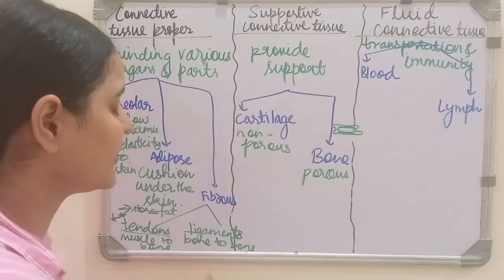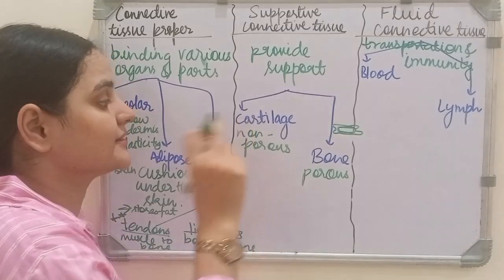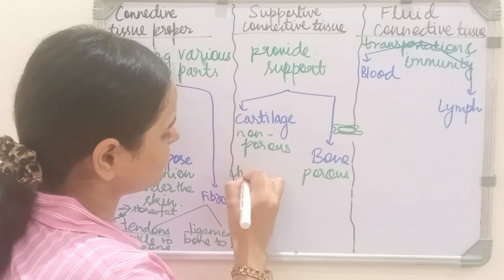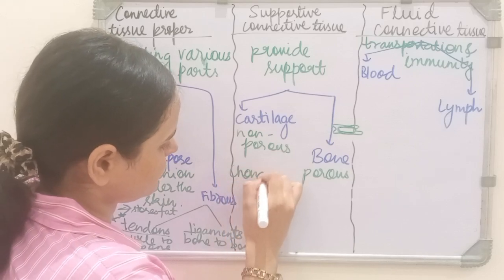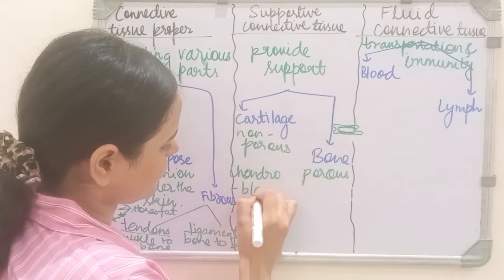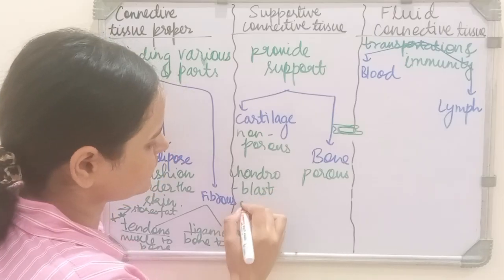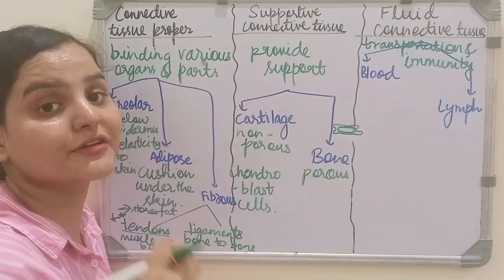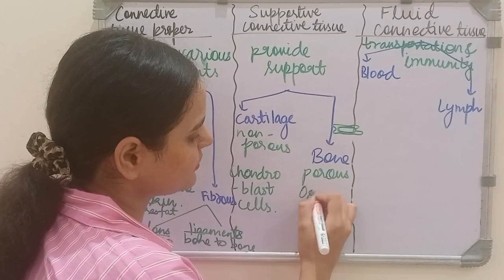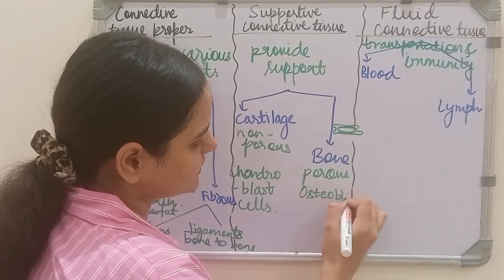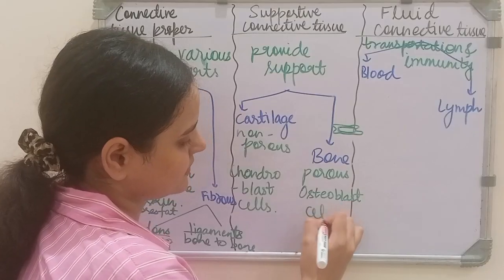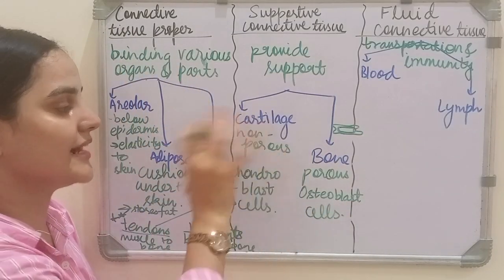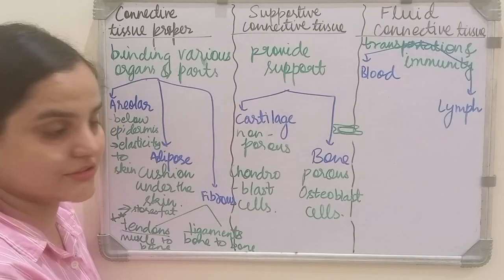Now, the living cells that are present in cartilage are called chondroblasts. Whereas bones have osteoblast cells. Osteo refers to bone. These are the living cells that are present in case of bones, and those are the living cells that are present in case of cartilage.